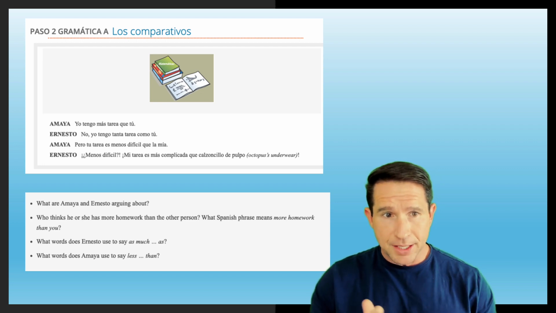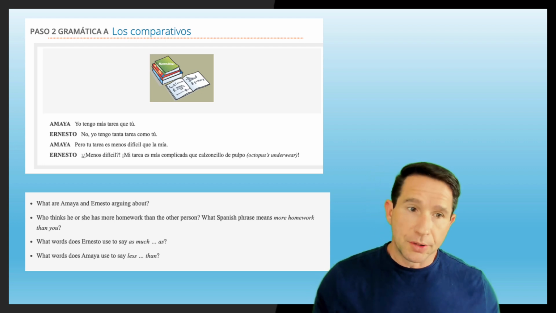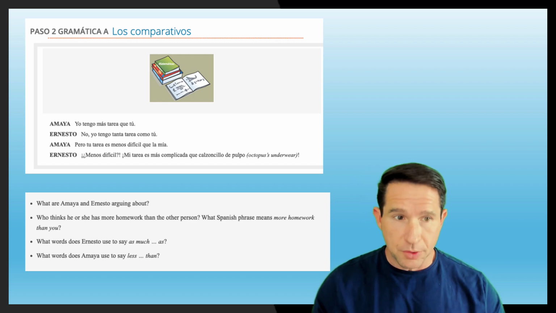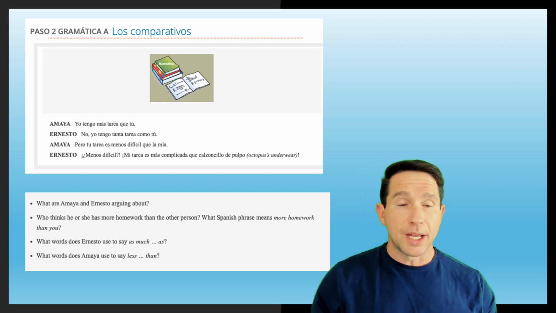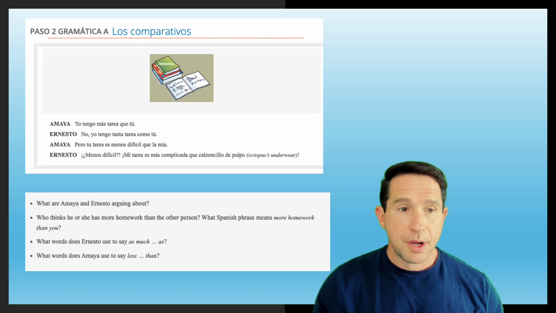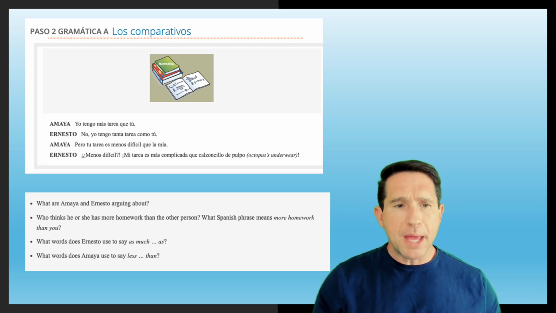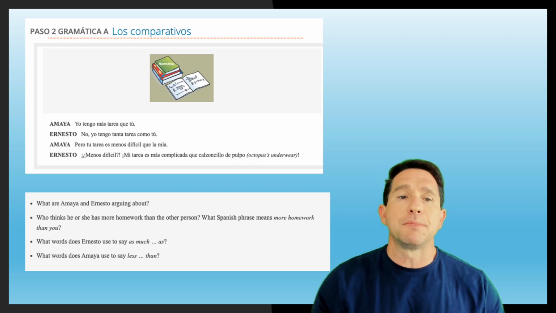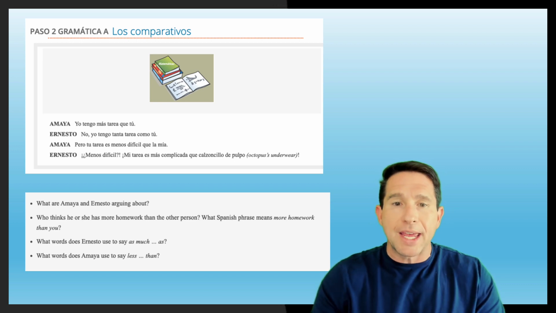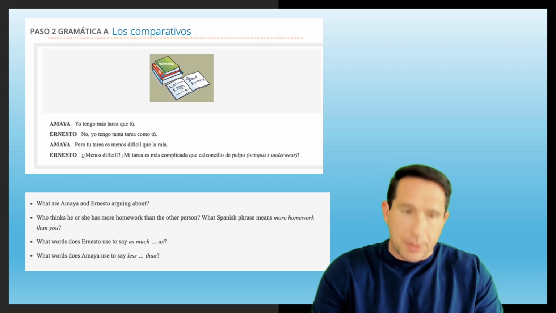Yo tengo más tarea que tú. Yo no tengo tanta tarea como tú. No. Yo tengo tanta tarea como tú. Pero tu tarea es menos difícil que la mía. Menos difícil, mi tarea es más complicada que calzoncillo de pulpo.